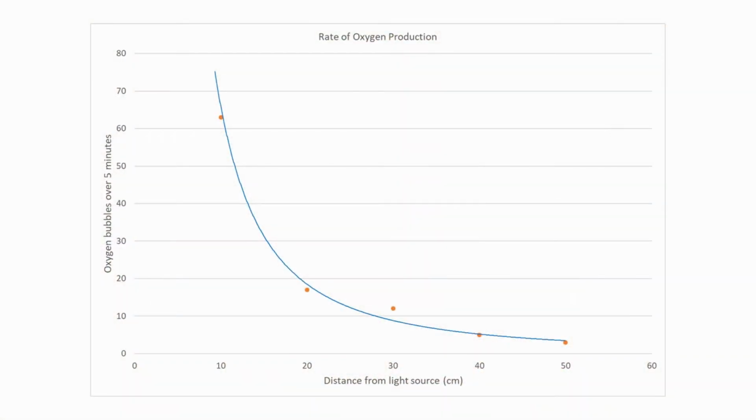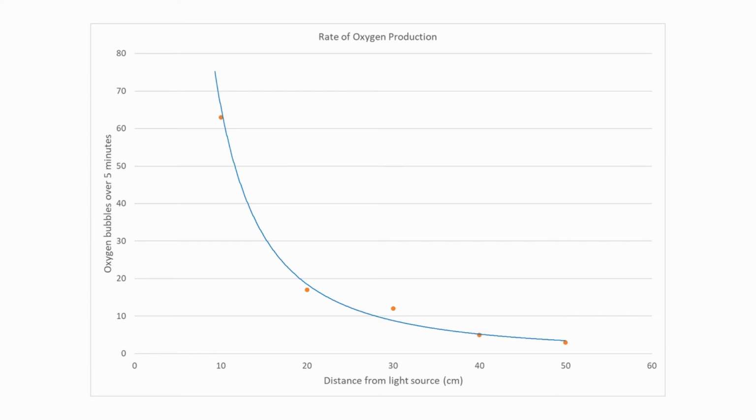Okay, so I've plotted my graph on Excel for this one. On the x-axis we have the distance from the light source in centimetres, and on the y-axis we have the rate of bubble production over 5 minutes. So this graph shows the rate of oxygen production, and we can see at 10 centimetres we produce the highest number of bubbles, and this decreases going further away from the light source.